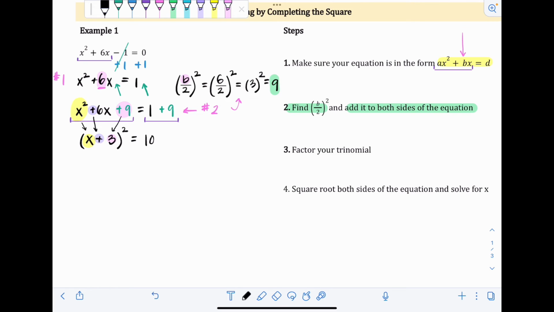Okay, and now this is the structure of what all these problems will end up looking like. Once we complete the square and factor, which is step 3, then we can move on to step 4, which says to square root both sides of the equation. So now we have a problem that looks essentially like example 3 and 4 from the previous section. So I'm going to erase some of this highlighting. Okay, so we have x plus 3 squared equals 10.